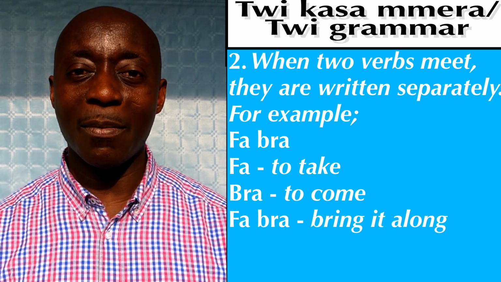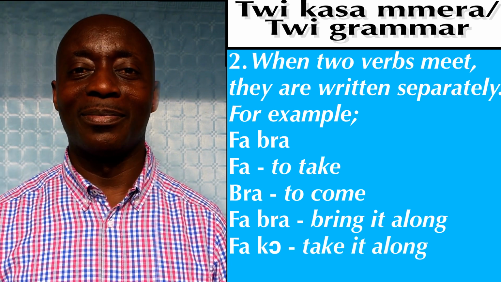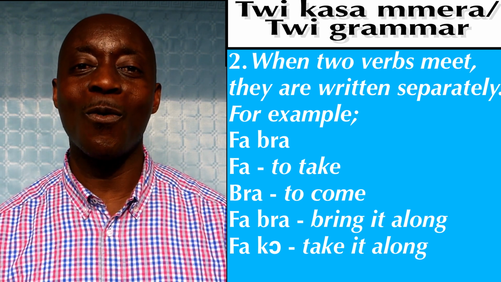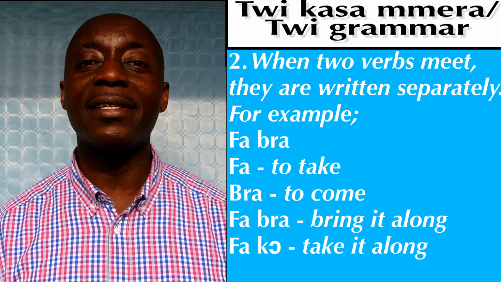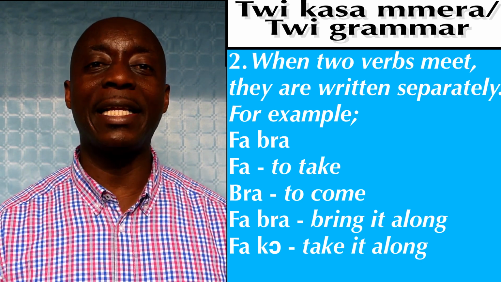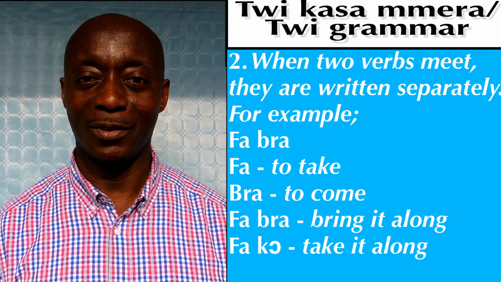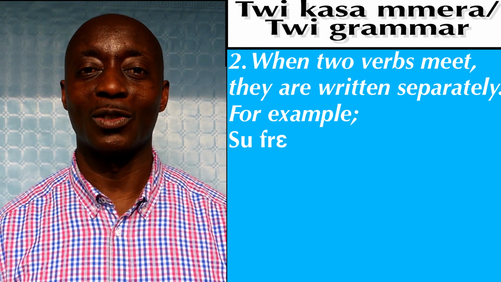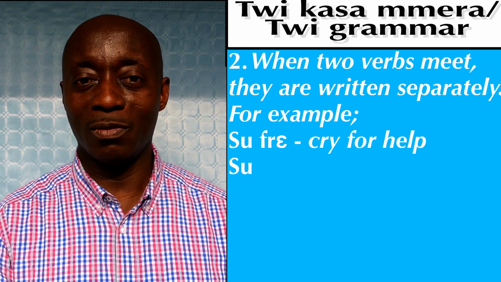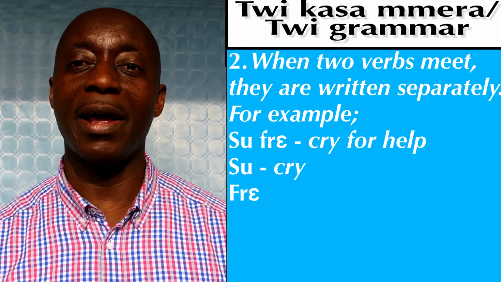We also have another example like fa ko. Fa ko, that is take it along. Fa, that is to take, ko, to go. Literally, it means take it along, or take it and go, or go with it. We write them separately. Sufrɛ, cry for help. We write su, that is cry. Frɛ means to call.